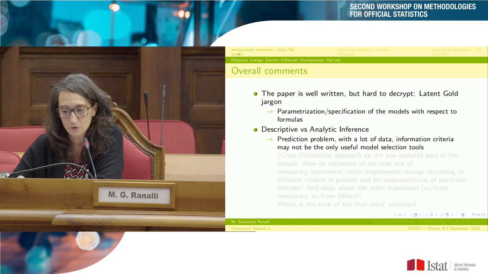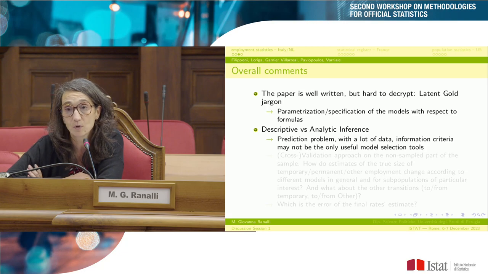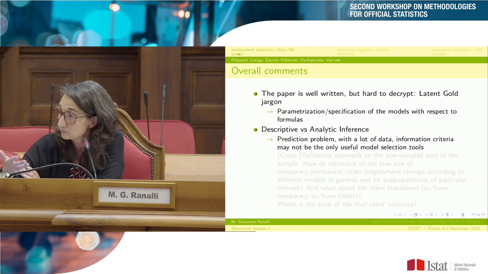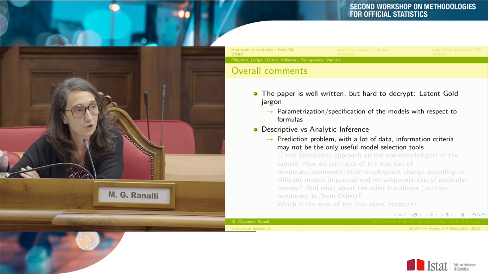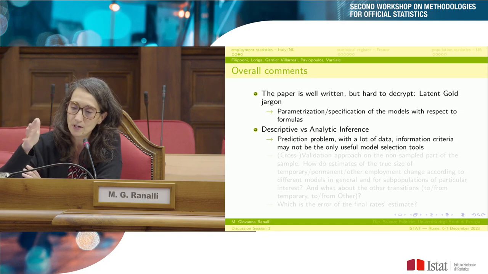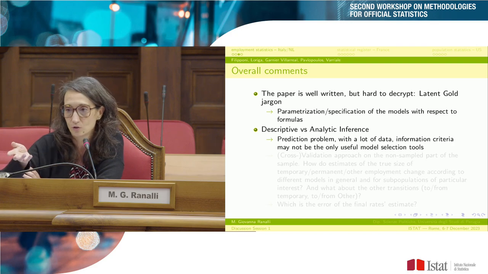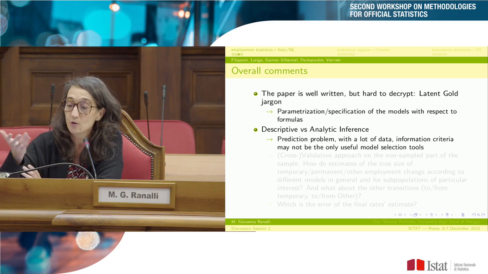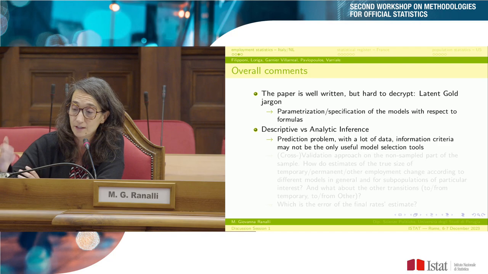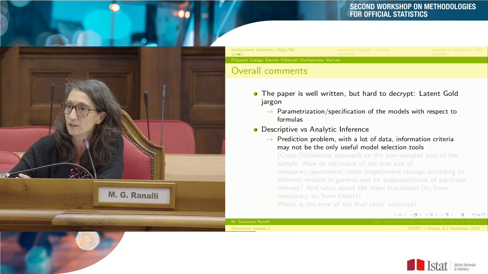At the beginning, when I first read the paper, I also got lost. What is the main aim of the inference here? At first I thought it was, as usual here, mostly descriptive, in the sense that we want to estimate unemployment rates, or the rate of transition from temporary to permanent. But then, as you also saw in the presentation, there's also a flavor of analytic inference, because they want to understand the differences between the two countries. But when you have such different inferences, usually, not always, the same model does not work for both. So I think you need to clarify this better.